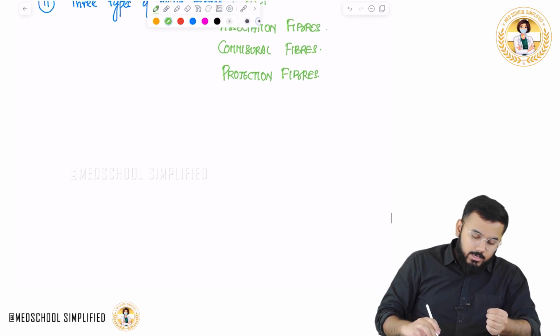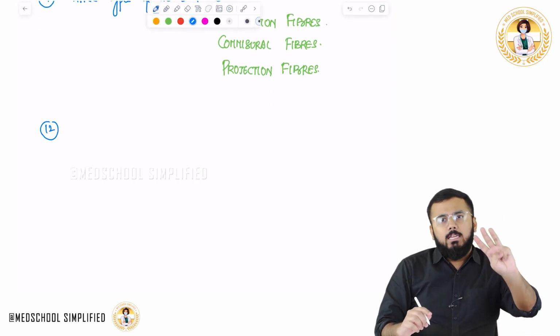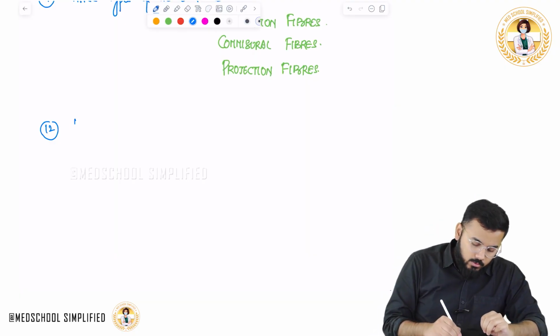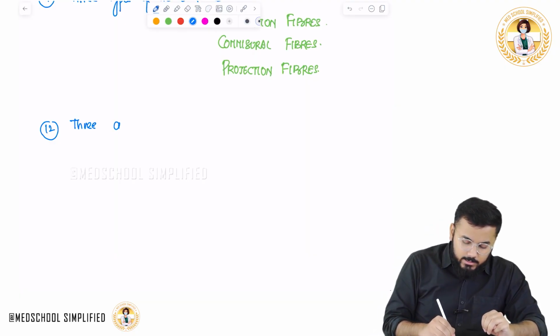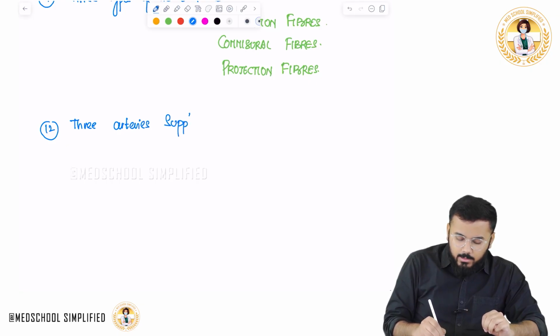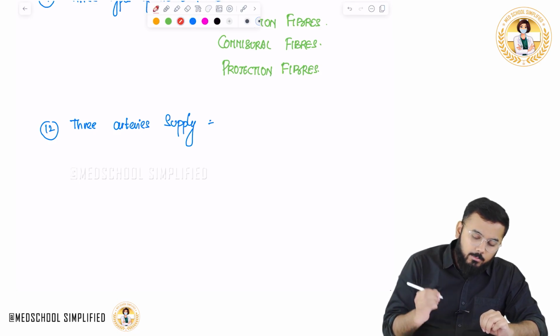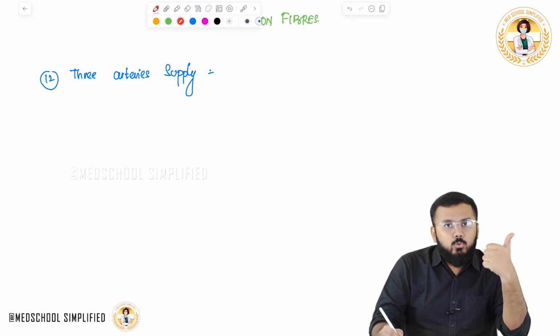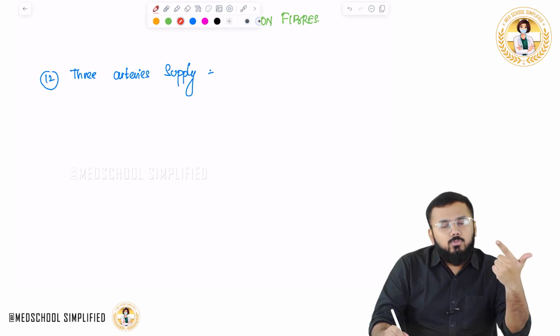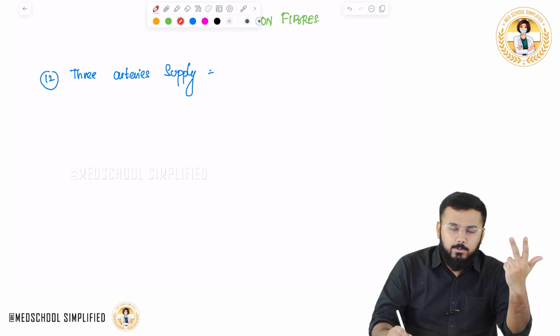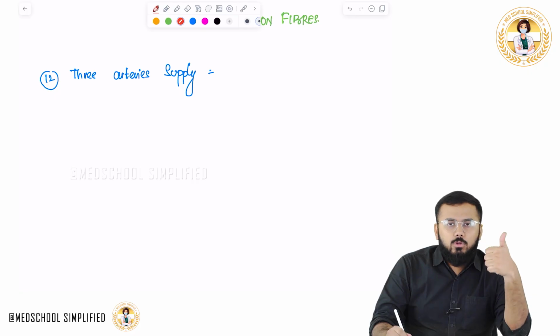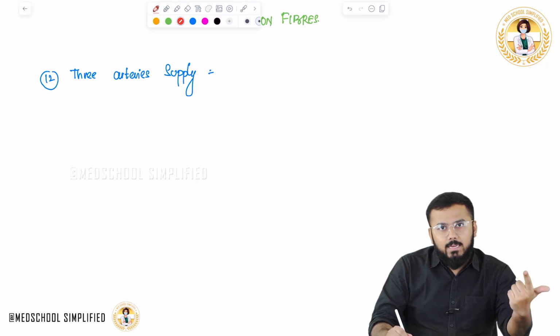Okay. Next important thing is, what are the three arteries that supply the cerebellum? There are three important arteries, guys. One is called the superior cerebellar artery. Next one is called the anterior inferior cerebellar artery. Next one is called the posterior inferior cerebellar artery. So what are these three? One is superior. Next is anterior inferior. Next is posterior inferior.